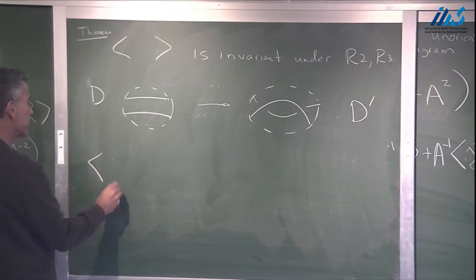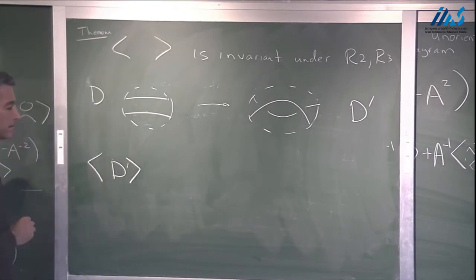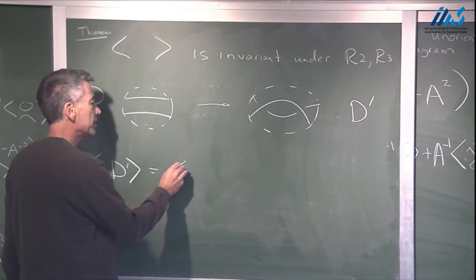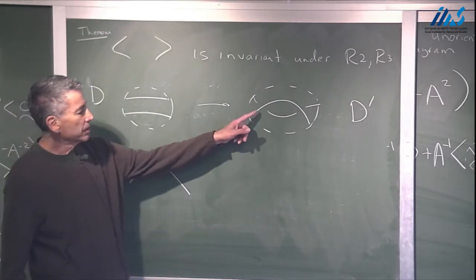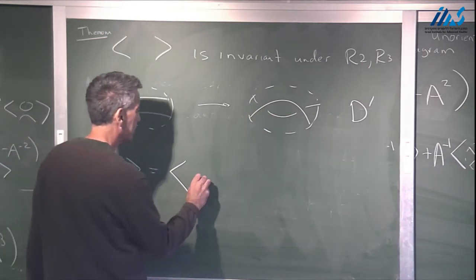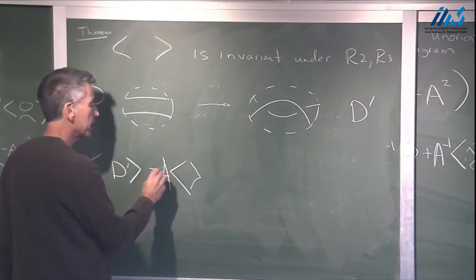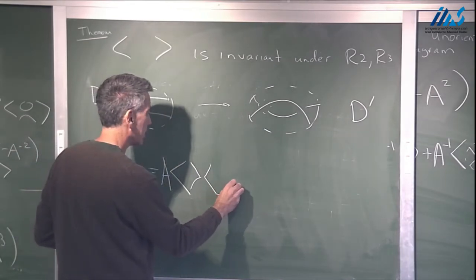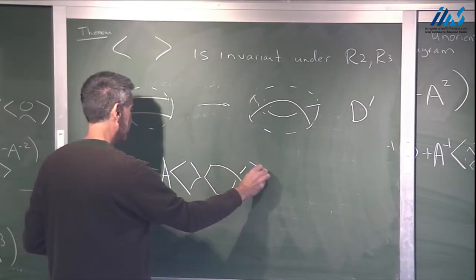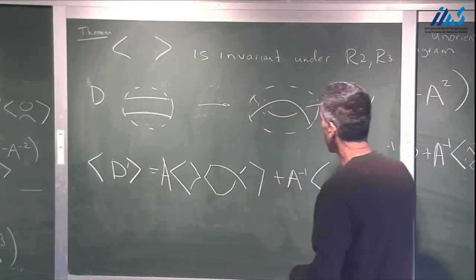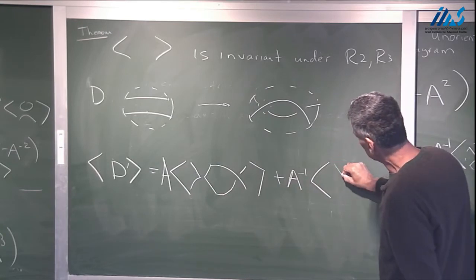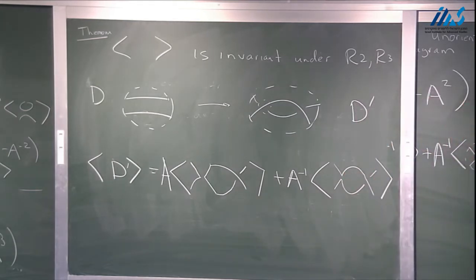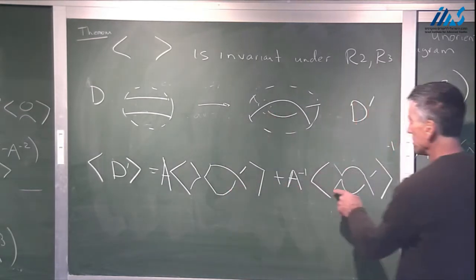So let's calculate the value of the bracket polynomial on D prime. We have two new crossings, and our rule says that we can resolve them one at a time. First we'll take A times the resolution of this one, and then the rest of it stays the same, plus A inverse times the other switch, which is this one. So the rule says that the bracket of this diagram is equal to the sum of these two.